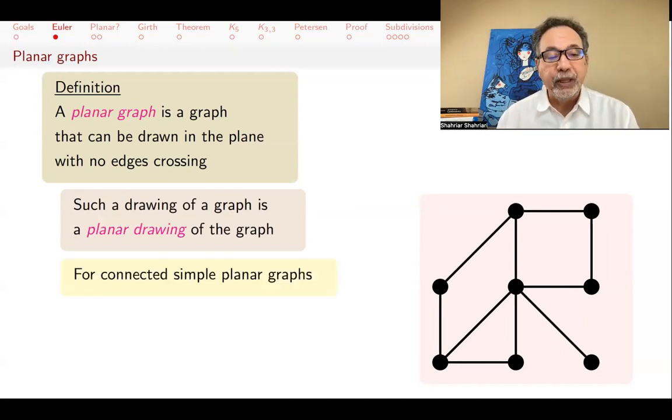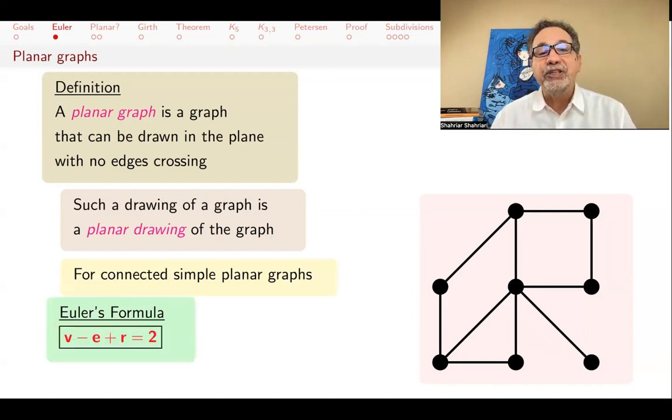I could draw this graph with its edges crossing, but as long as I don't, that's called a planar drawing of the graph. For connected simple planar graphs, Euler's formula, the amazing Euler's formula, tells us that the number of vertices minus the number of edges plus the number of regions is 2. Regions are the connected components of the complement of the graph. This is an amazing formula.